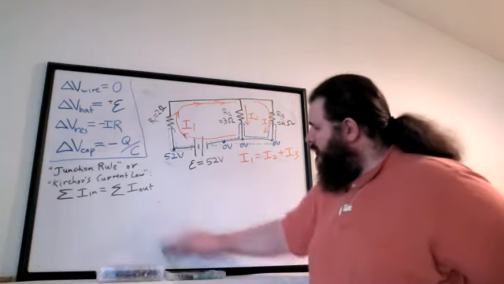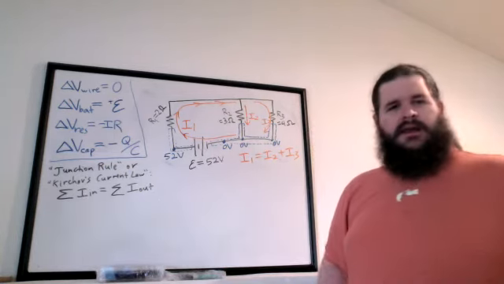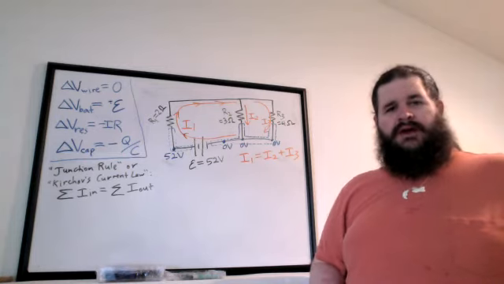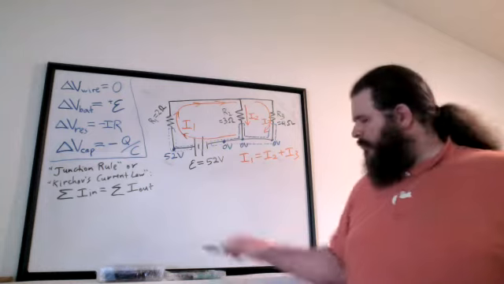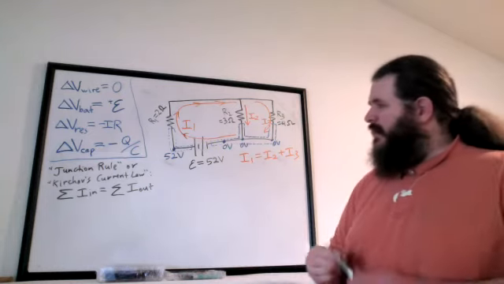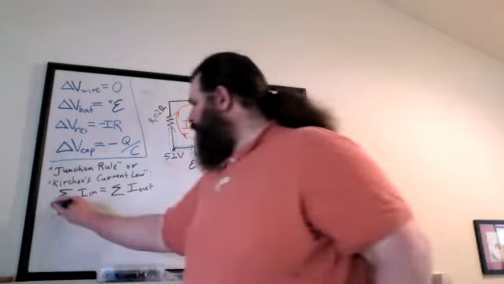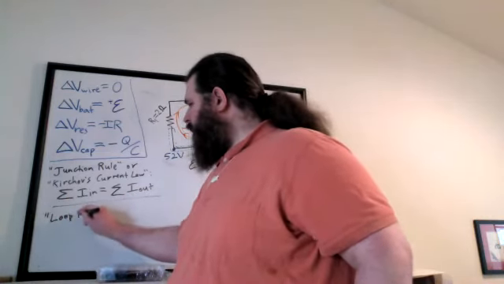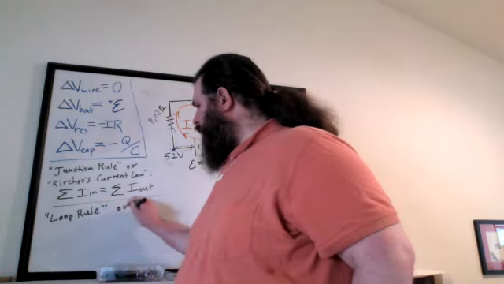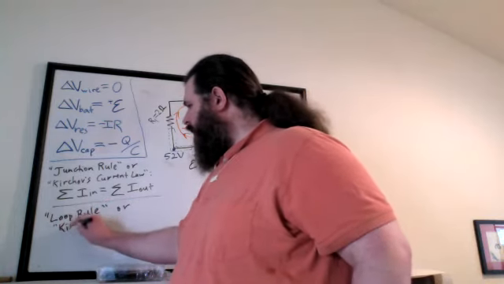So we've got 3 unknown currents. And in general, if you've got 3 unknowns, you want to have 3 equations to work with. We've got one equation from the junction rule. The other equations we can get from what's called the loop rule, or Kirchhoff's voltage law.